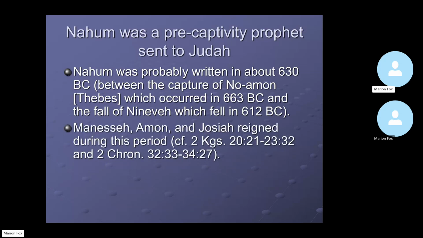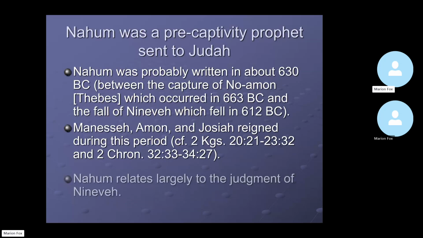Asa, Ammon, and Josiah reigned during this period. 2 Kings 20, verse 21 through 23:32. And in the book of Chronicles, which you remember deals with the temple and the priest, 2 Chronicles 32:33 through 34:27. So these would be these three kings that reigned during that time.